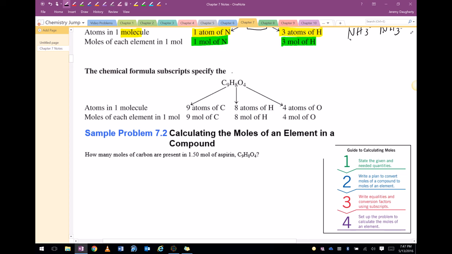In the formula, if I'm talking about the molecule, I have 9 carbons, 8 hydrogens, and 4 oxygens. But if I'm talking about a mole of it, then I have 9 moles of carbon, 8 moles of hydrogen, 4 moles of oxygen. So it really depends on what you're talking about. And when you go to look at the video problem, that's going to help you out too.